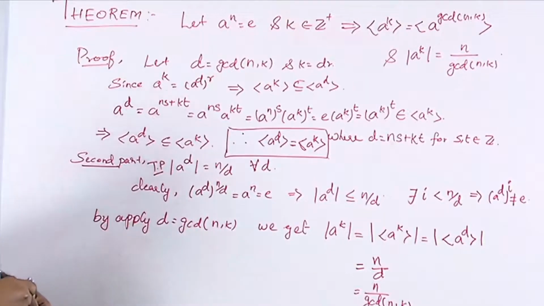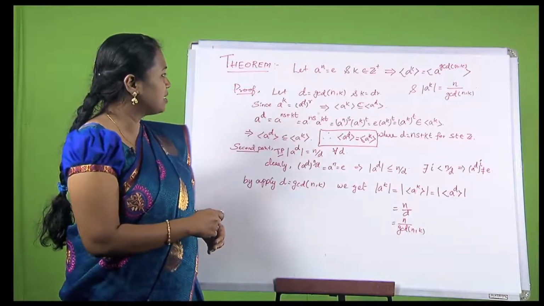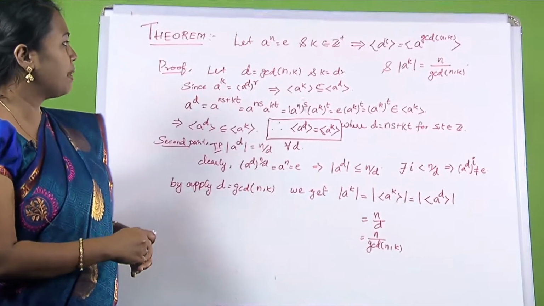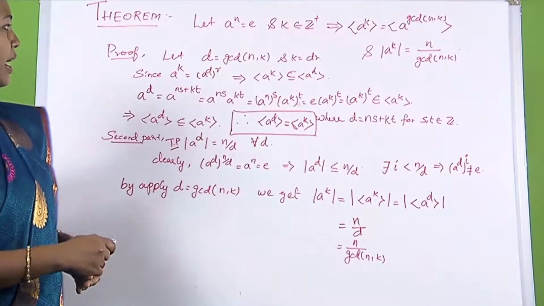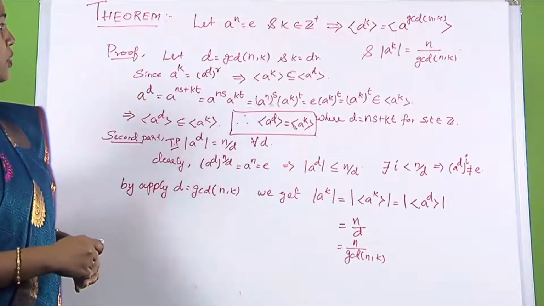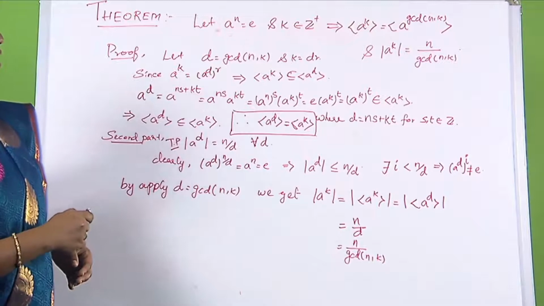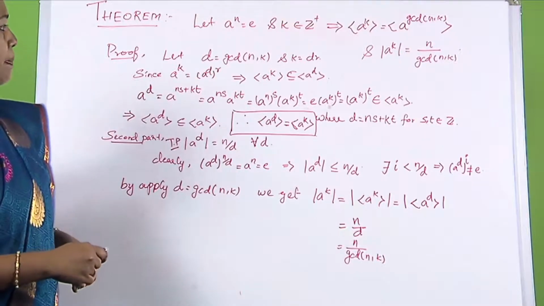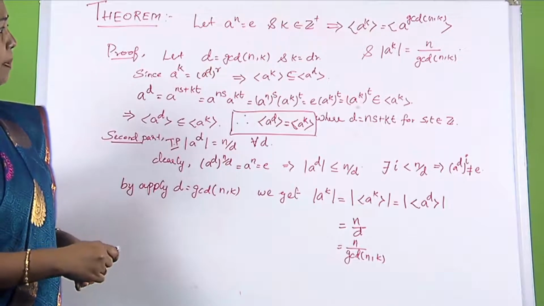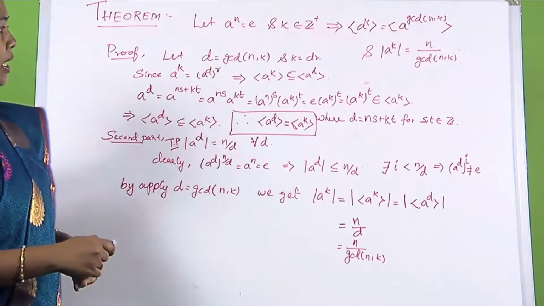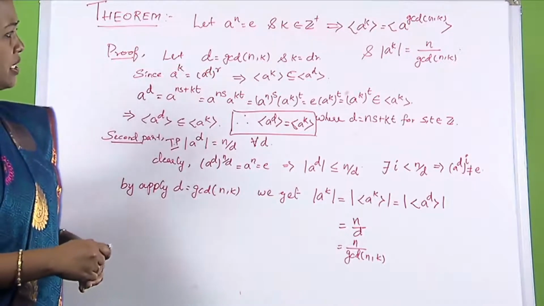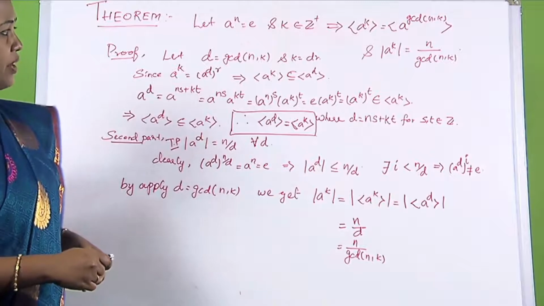Therefore, a power d is equal to a power ns plus kt. Again, this is from the assumption d is equal to GCD of n comma k, and therefore this is possible. So d can be written as ns plus kt, where s and t are some integers. Therefore, this can be written as a power ns times a power kt, which is equal to a power n the whole times s, and a power k the whole power t. Now a power n is equal to e. This is the primary assumption here. Therefore, this is equal to e times a power k the whole power t, which is equal to a power k the whole power t, and now this is of the format a power k the whole power something. So this element obviously belongs to the group generated by a power k.